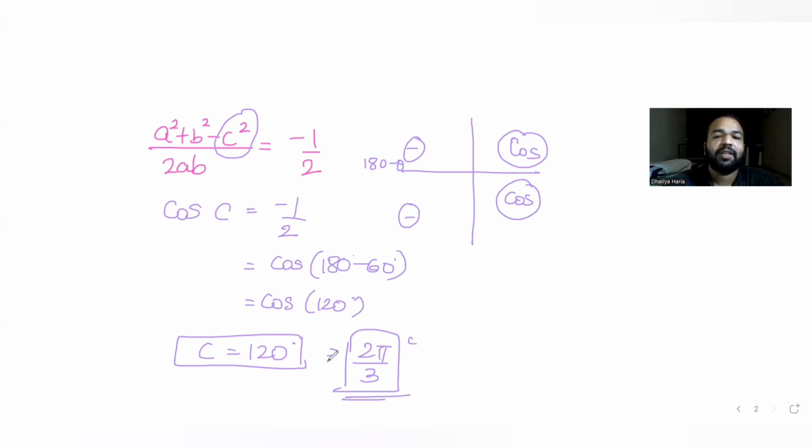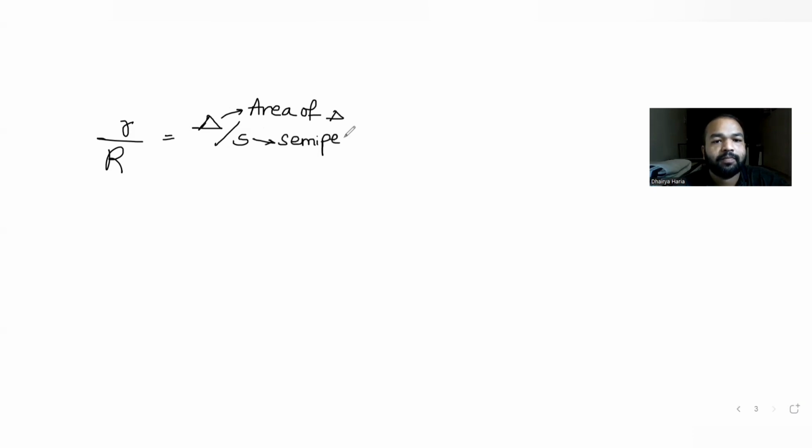So now we have this angle C with us. Let's solve further. Now we have been asked to find the ratio of incircle radius to circumcircle radius. We know incircle radius is nothing but the area of the triangle divided by the semi-perimeter. This is your area of triangle. This is your semi-perimeter.